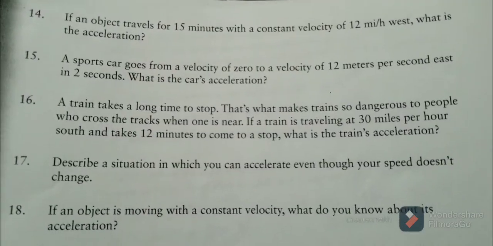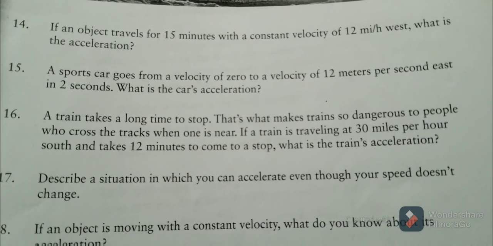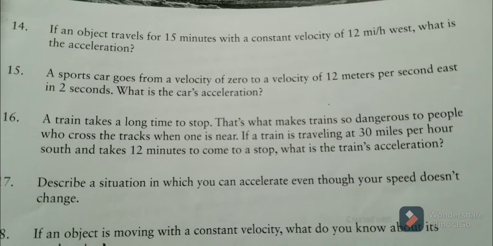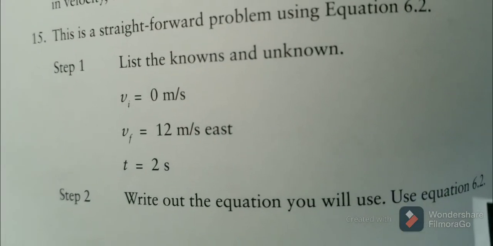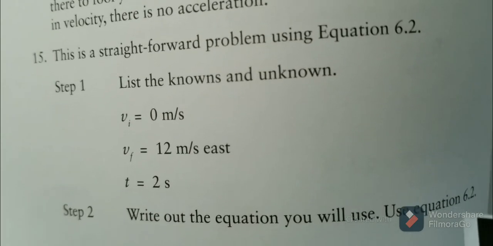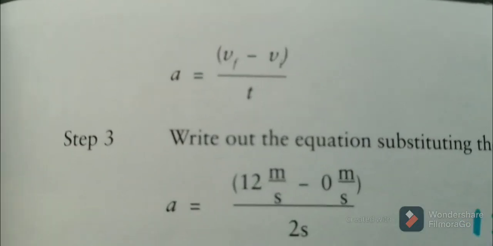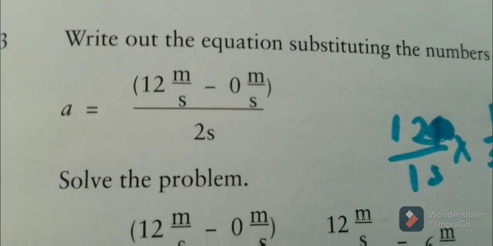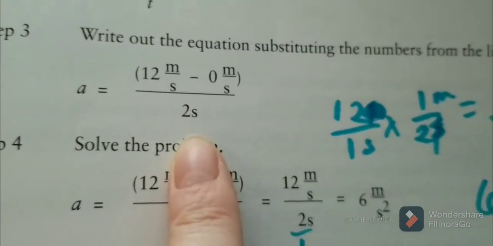Number 15. The train takes, that's 16. A sports car goes from a velocity of 0 to a velocity of 12 meters per second east in 2 seconds. What is the car's acceleration? So they write this one all out. Here we go. And write your unknowns. It starts out stopped. The final is 12 meters per second east. It took 2 seconds to get there. And we have our equation. We have our equation filled in with our final velocity first and our initial velocity last, over the 2 seconds it took to get there.